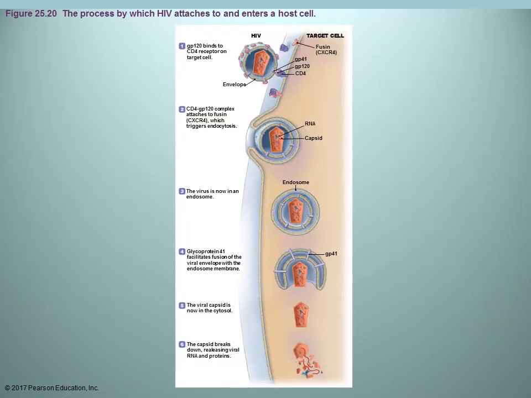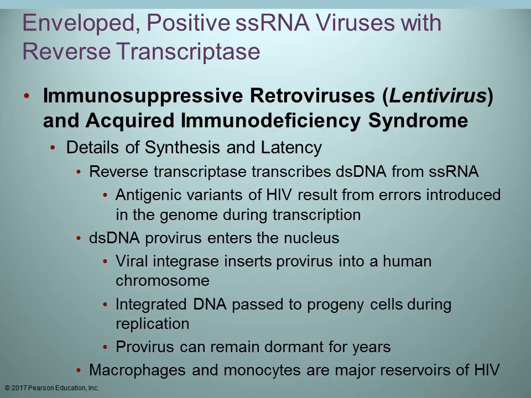Now this is just showing specifically how it binds to the host cell and the way it's able to enter into the host cell. And once again, this just goes through what was seen in the previous pictures of the reverse transcriptase, using the RNA as a template to make the double-stranded DNA. The double-stranded DNA enters into the nucleus, integrates into the human DNA.